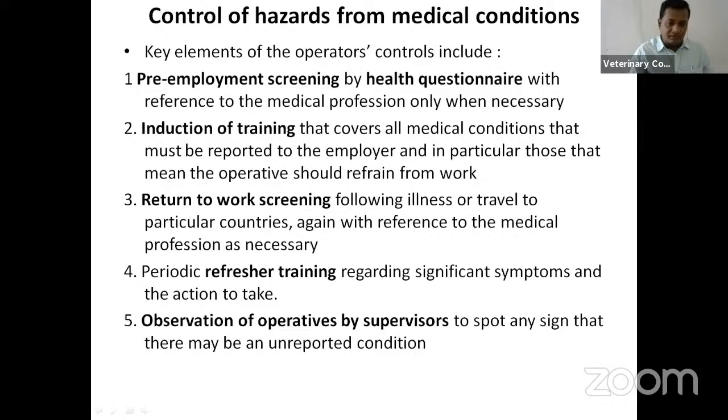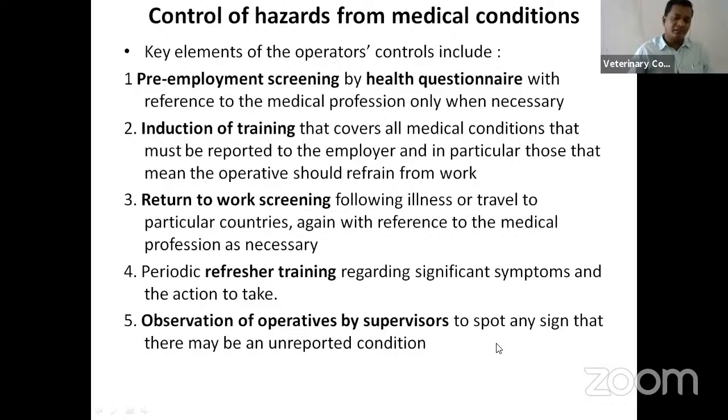Why do we do that? They have completed their BVSc and AH. Even then, why are we training them? The refresher training courses are to make them more and more competent in the profession. That is why we take the refresher training program. So, refresher training should be taken periodically because they should not forget what is intended to be done at the slaughterhouse. Observation of operatives by the supervisors.